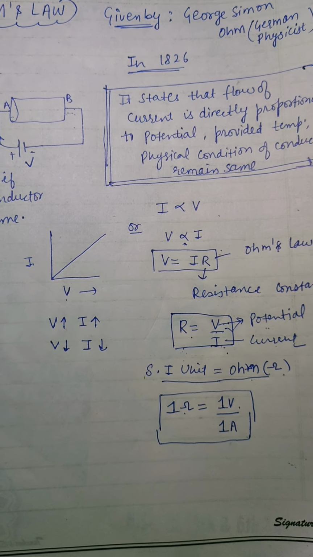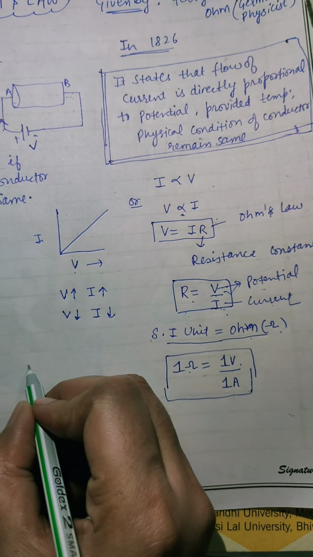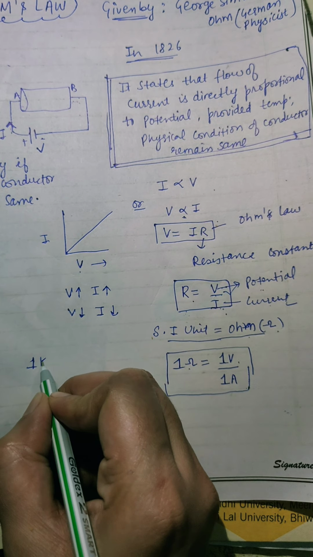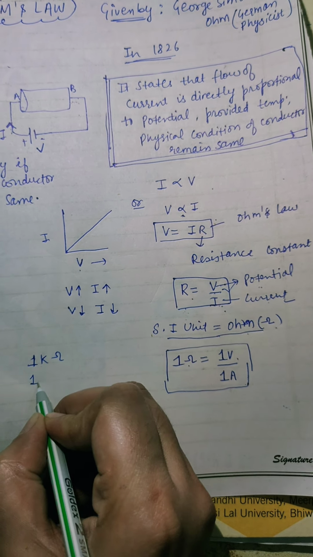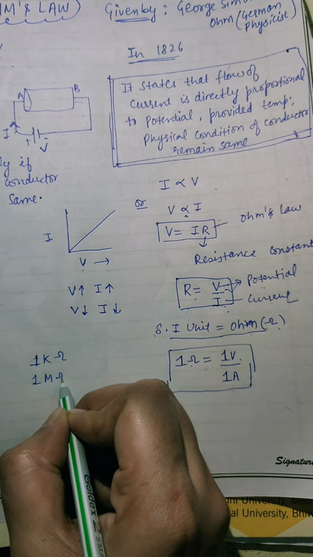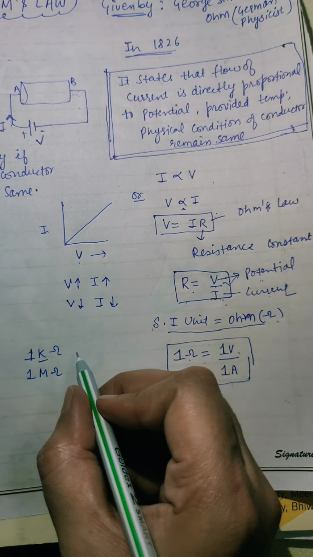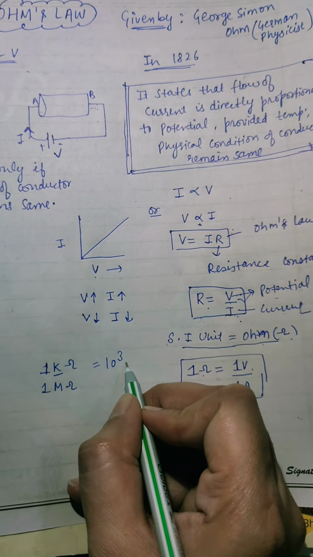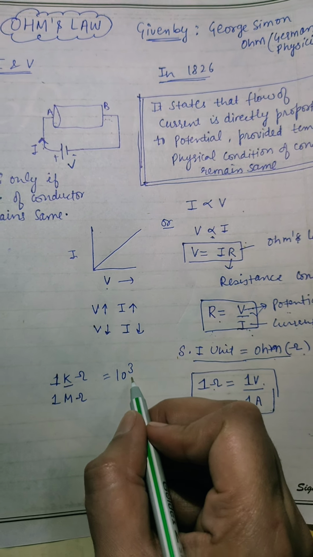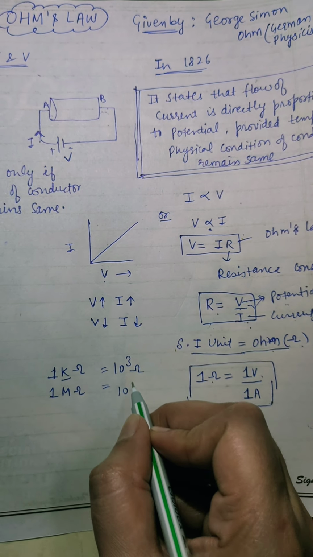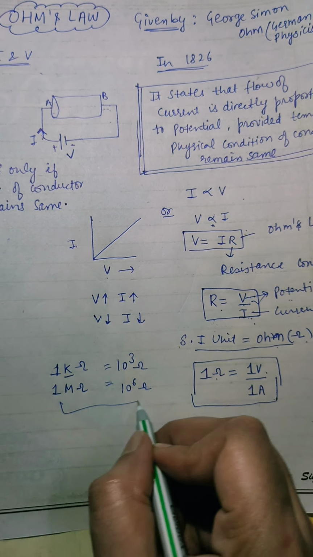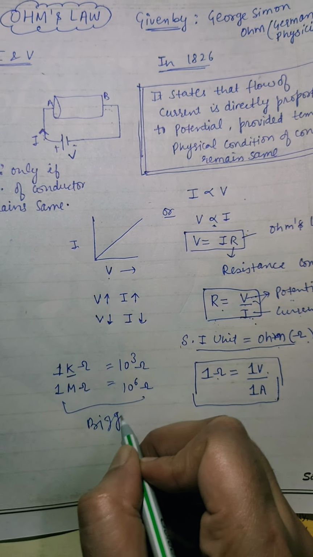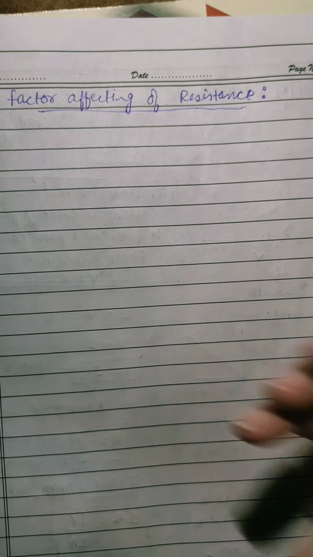Other bigger units of resistance are 1 kilo ohm and 1 mega ohm. Here kilo equals 10 raised to power 3, so we can write 10 raised to power 3 ohm, and mega equals 10 raised to power 6 ohm. These are bigger units of resistance. Now we study the factors affecting resistance.